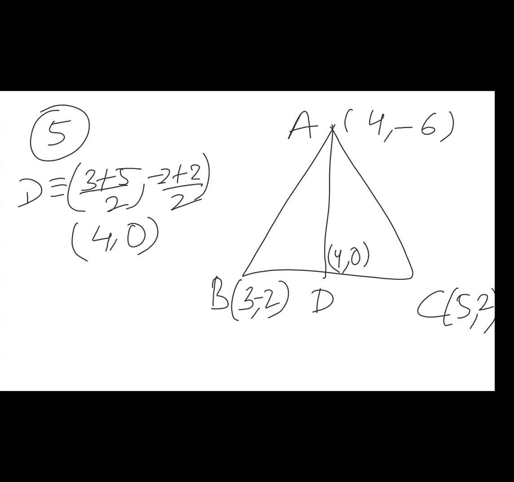Now we have two triangles. This is triangle number 1. This is triangle number 2. You have to find the area of triangle ABD and triangle ACD, and we have to check whether they are numerically equal or not. Try to find the area of triangle ABD and triangle ACD. I will give you 2 or 3 minutes.